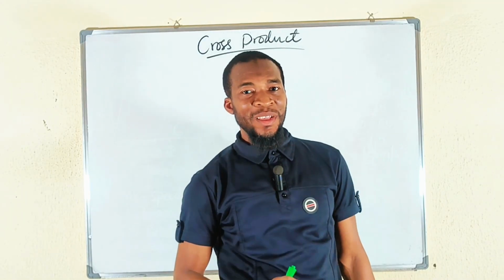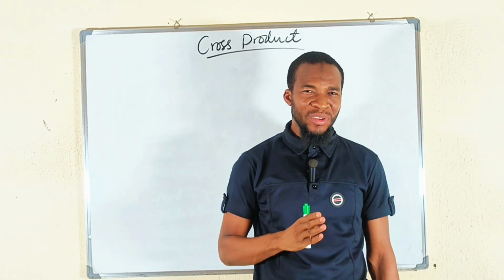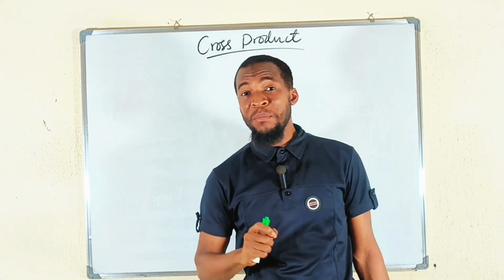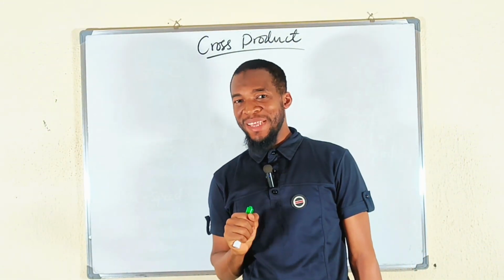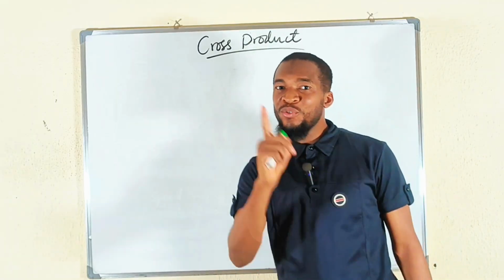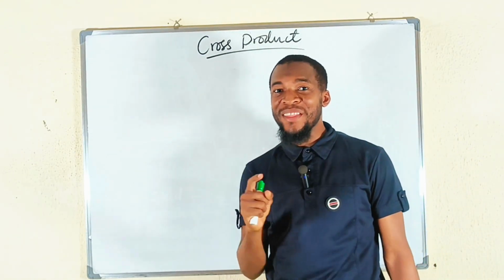Hello everyone, still on vectors. We have said a lot about dot product. So today I want us to talk about cross product. But if you could remember when we started dot product, I told you that we have two forms of multiplication in vectors. The dot product will always yield a scalar, while the cross product will yield another vector.